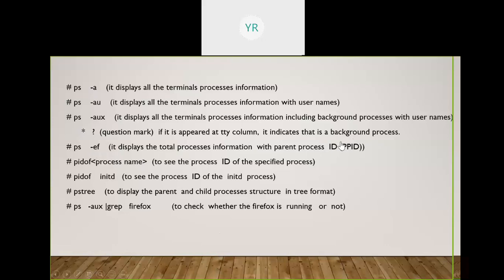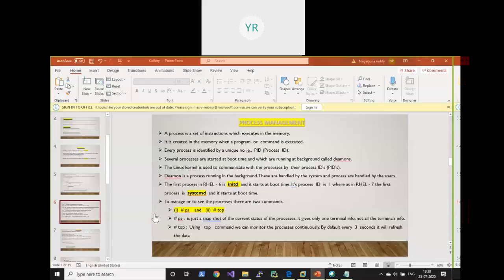If you want to see the process ID and parent process ID also, then you need to use ps -f. If you want to see the PID of a particular process only, you can use the command with the PID of that process. Suppose you want to see initd, then you can use its PID. If you want to see the parent process and child processes, the whole structure in a tree format, you use pstree. Next, if you want to see whether a particular process is running or not, you can use ps -ux | grep with that process name. If you know the process ID, then also you can see that. We'll see one by one.